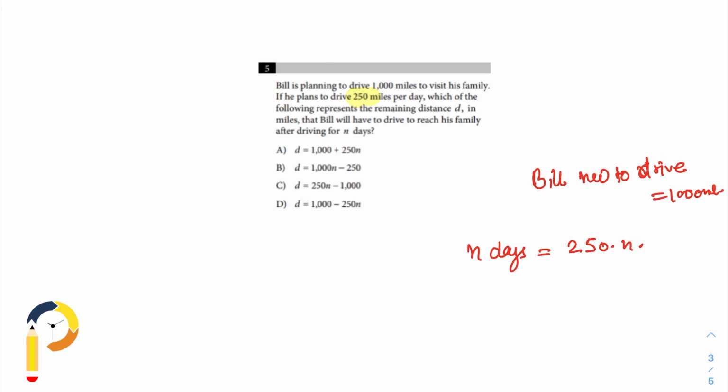The remaining distance, right? What is the remaining distance there? So the remaining distance D will be the total distance minus the distance traveled in n days. So that is equal to 1000 minus 250 times n. So D is equal to 1000 minus 250 times n. So that's the answer. Do you see this in the answer choices? Yes, D is the answer, right? So we got D as the answer.